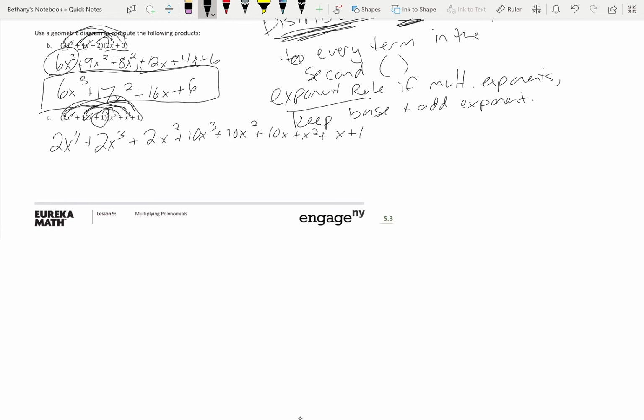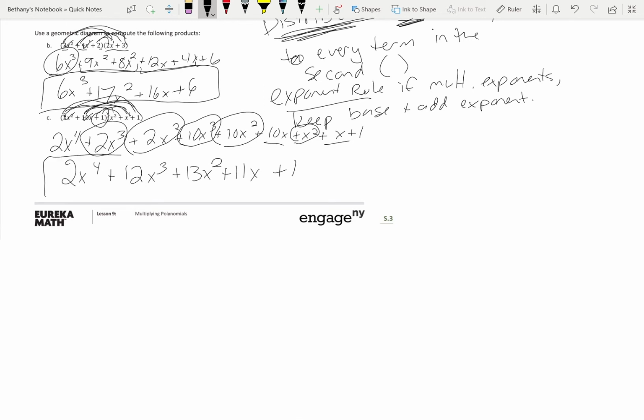I'm going to put this in standard form. So 2x to the fourth first. I have 2x to the third plus 10x to the third. That's 12x to the third. 2x squared plus 10x squared, plus x squared, almost forgot that one. That's 13x squared. I have 10x plus x. That's 11x. And then the 1 at the end. That's a big number, or a big polynomial, but it is what it is.